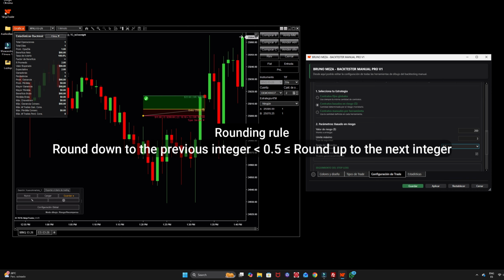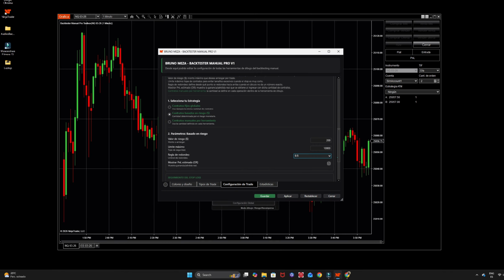If the decimal part of the calculation is equal to or greater than the rule, the tool rounds up. If the decimal is less than the rule, it rounds down. For example, if to risk $200, the tool calculates 3.6 contracts, the decimal is 0.6. If your rule is 0.5, since 0.6 is greater than 0.5, then the tool goes up to 4 contracts. Lastly, if you enable the option Show Estimated P&L, the tool will show you the real profit and loss you would make or lose by entering the trade with the number of contracts calculated for the trade.